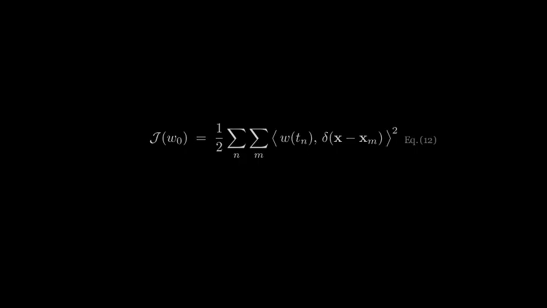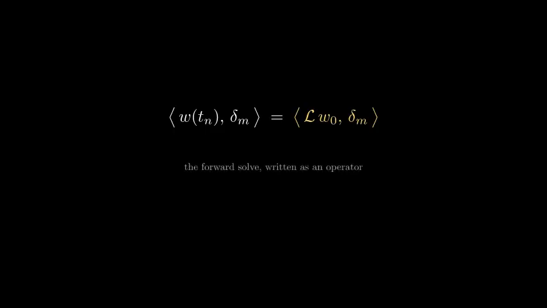Now, the whole section turns on this. Call the forward operator script L, the thing that takes the initial deviation and marches it to time Tn. Then the measurement is the inner product of L applied to W0 with the spike.